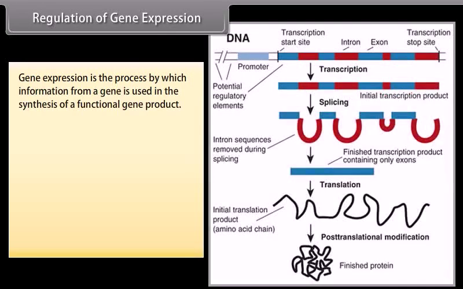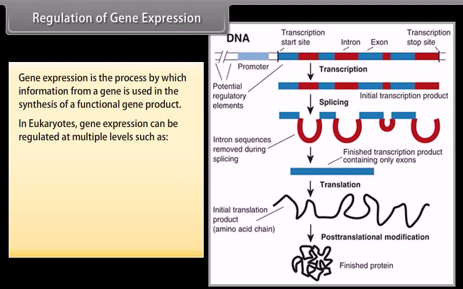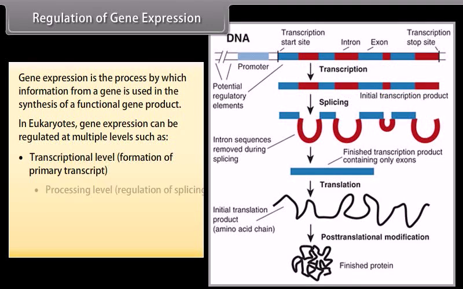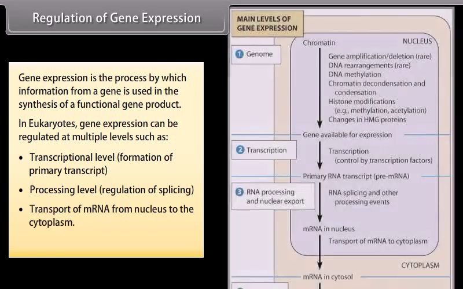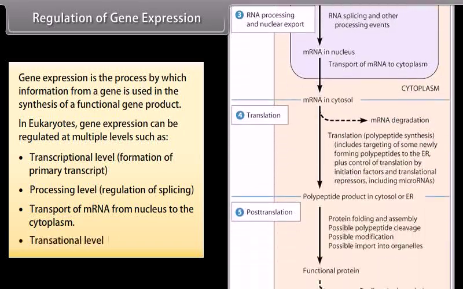Regulation of gene expression. Gene expression is the process by which information from a gene is used in the synthesis of a functional gene product. In eukaryotes, gene expression can be regulated at multiple levels, such as transcriptional level, formation of primary transcript, processing level, regulating of splicing, transport of mRNA from nucleus to the cytoplasm, and translational level.